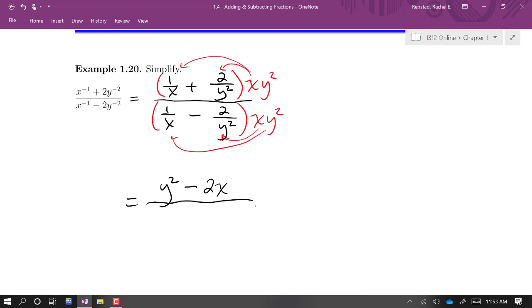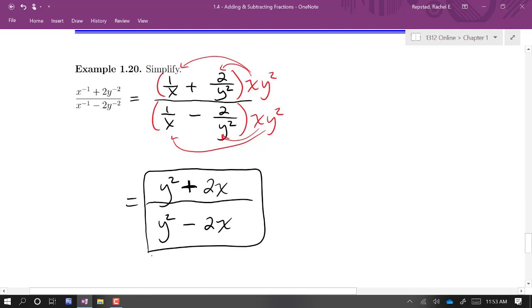On the bottom, it's the same products we're finding. It's just that we are subtracting instead of adding. And actually, I just made a little sign error here. Up top, that's an addition, not a subtraction. On the bottom, it is a subtraction, so this will be y squared minus 2x. And that is as far as we can go. The y squareds don't cancel, the 2x's don't cancel, because we cannot cancel over addition or subtraction. And there's our final result.